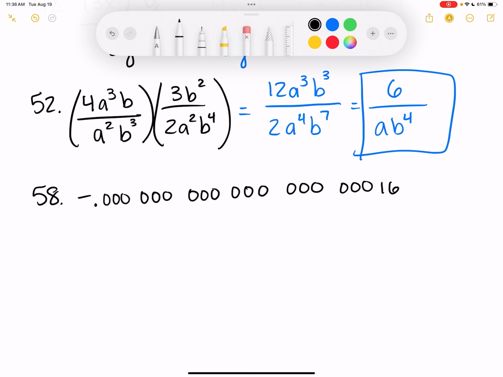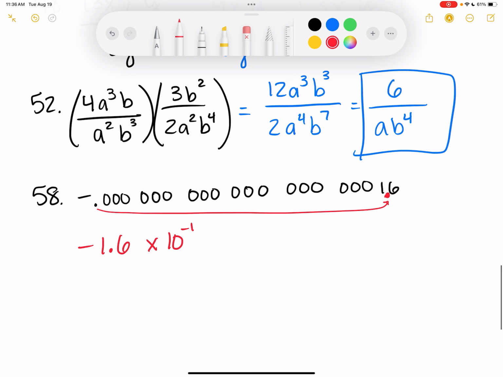So scientific notation, we want to end up with our decimal over here. There's one non-zero number before the decimal, and so I need to move the decimal over. I'm not going to draw all the little things, but how many? 19 times. So I'm going to have negative 1.6 times 10 raised to the, when I'm going this direction, do I have a positive or a negative exponent?